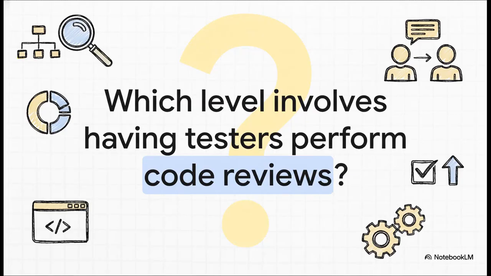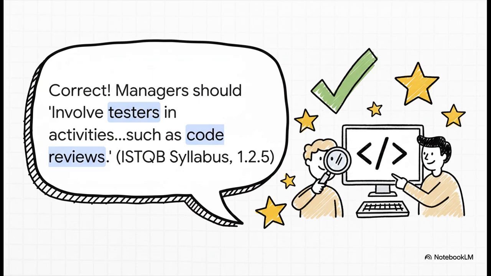Let's try one more. For which test level is it a recommended management activity to get testers involved in things like code reviews? Is it A, component testing, B, acceptance testing, or C, integration testing? Yep, the correct answer is A, component testing. And again, this comes directly from the source. The syllabus is super explicit about this, encouraging managers to use their testers' awesome analytical skills in non-traditional ways, like code reviews at this really granular level.